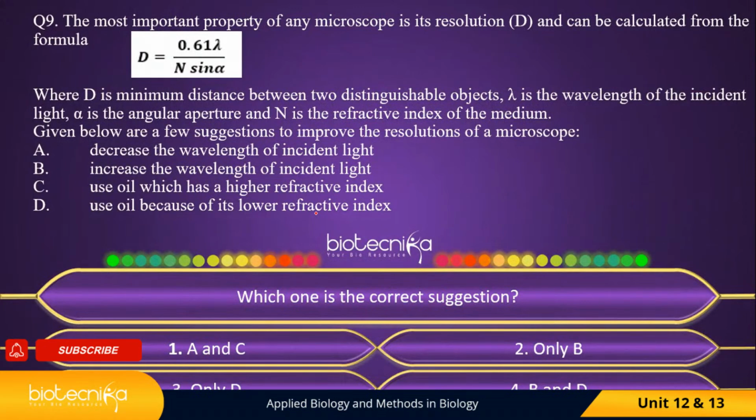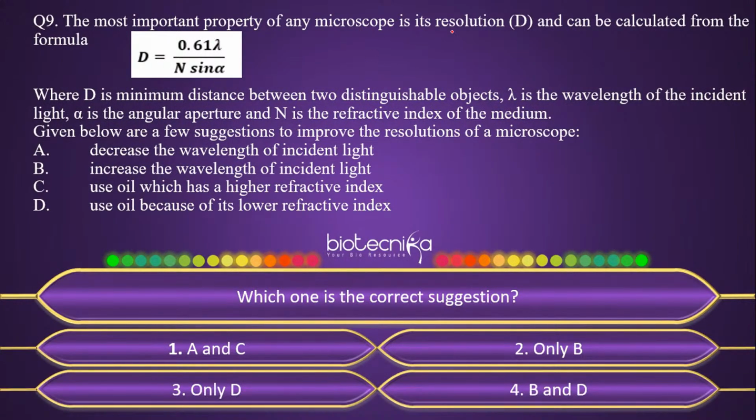Okay, quickly moving on to question 9. The most important property of any microscope is its resolution. So this is from microscopic techniques. And the resolution can be calculated from the formula. This is the Ernst-Abbe equation that is given in the question.